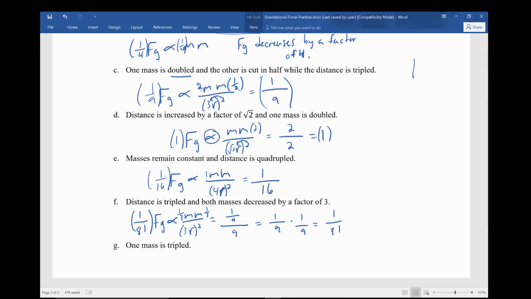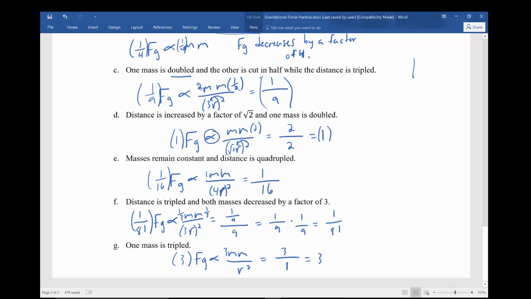And the last one is one mass is tripled. So Fg proportional to m. We don't need to do over r. I mean, we could write it, R is not going to change in this case. One of these masses is going to get tripled. So in the numerator I have a change of 3. The denominator, I did not do anything to it. So 3 over 1. So this gravitational force just changes by a factor of 3.